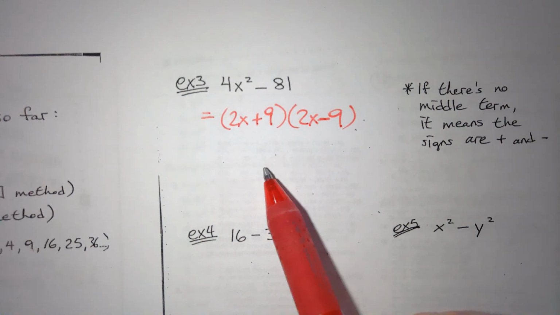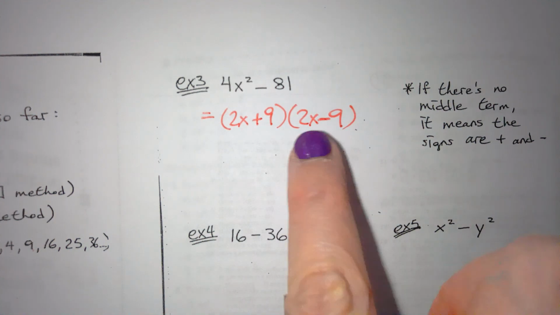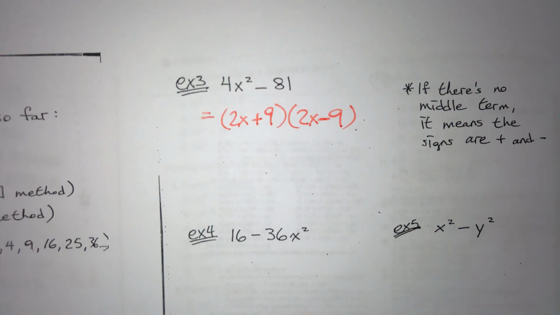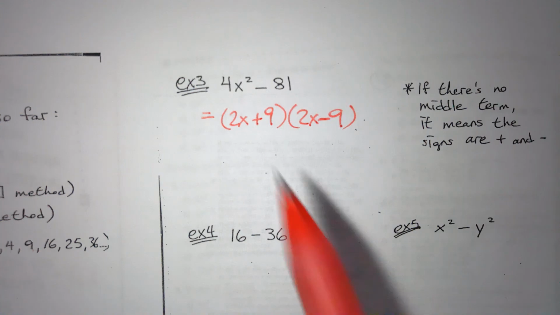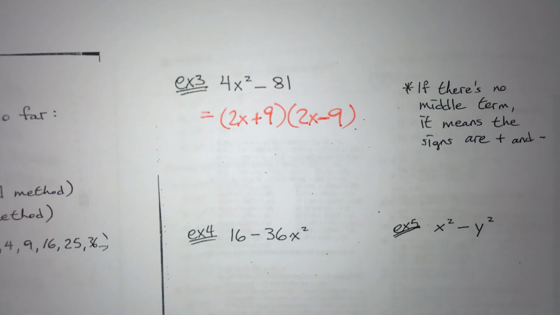Can I simplify it any further? Probably not. No, because they're different. So it's 2x plus 9 times 2x minus 9. And that's your final answer? I can't simplify it any further. Can't just put just 2x. Nope, we're factoring it. And let's just say I'm not sure that I factored it properly. You can do FOIL to see if you get the question.